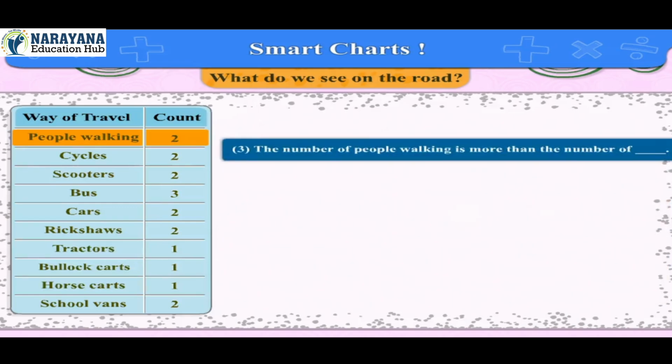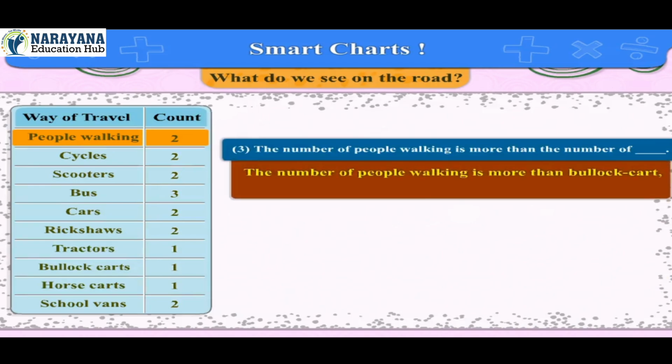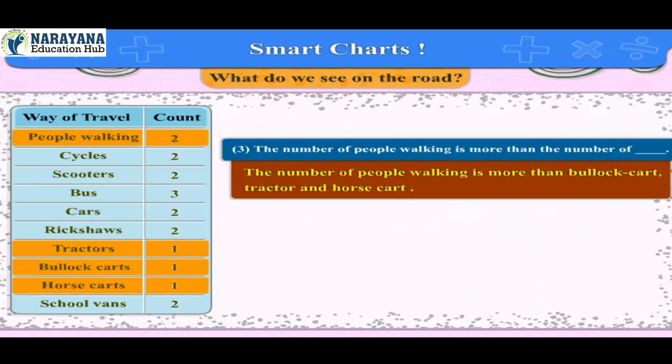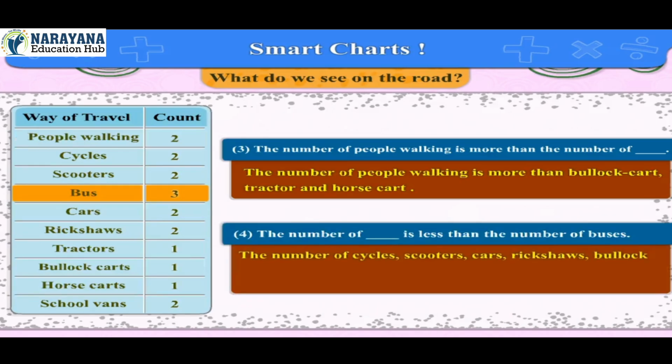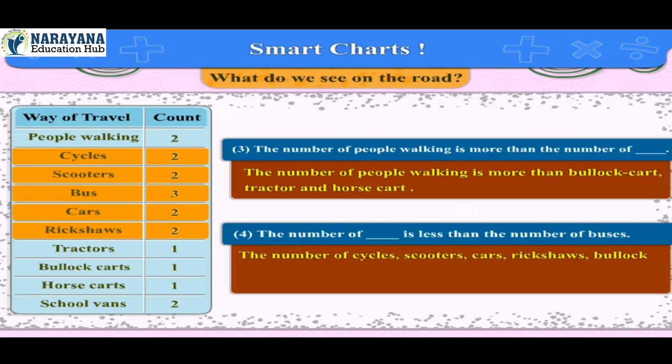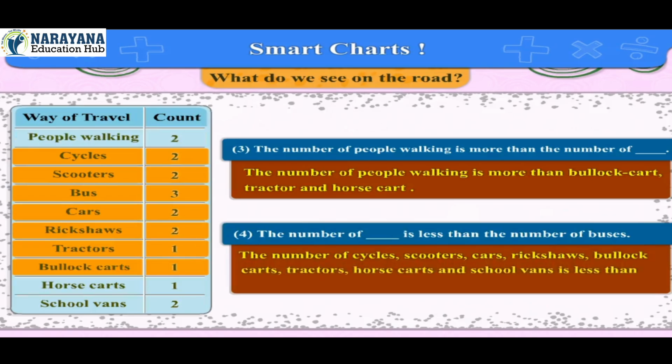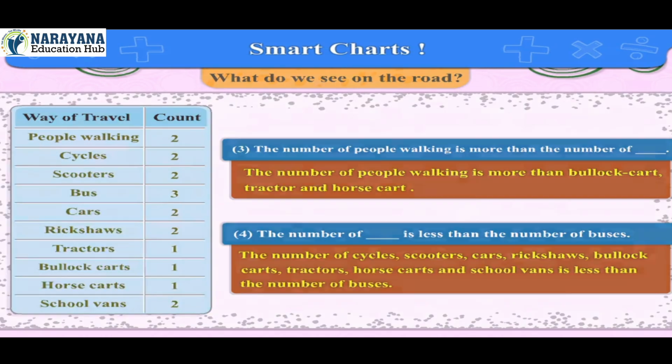Third, the number of people walking is more than the number of dash. The number of people walking is more than bullock carts, tractors, and horse carts. Fourth, the number of dash is less than the number of buses. The number of cycles, scooters, cars, rickshaws, bullock carts, tractors, horse carts, and school vans is less than the number of buses.